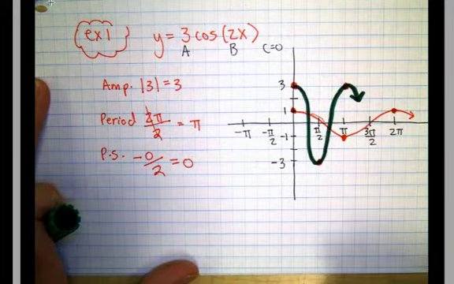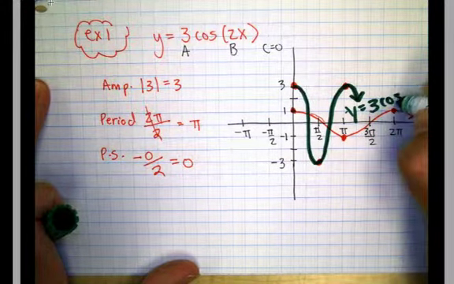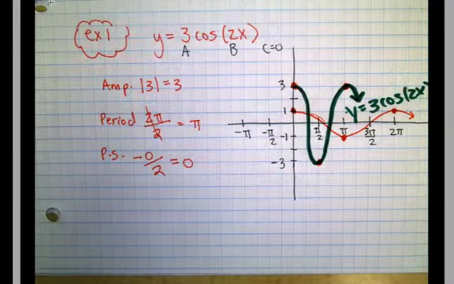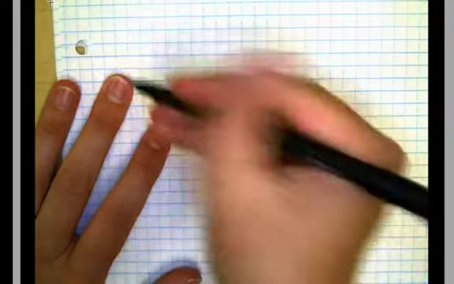There we go. That's y equals 3 cosine of 2x. And there's my graph. So let's try another one that's a little bit different. And then I think we got it down. Example 2.